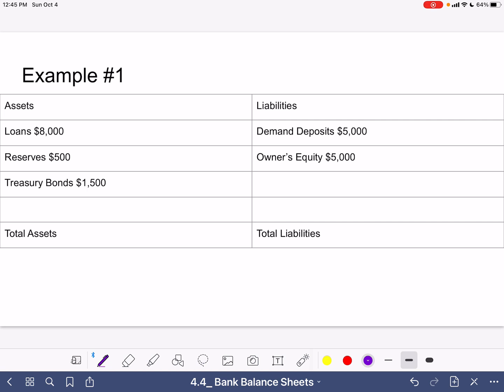So here's an example of a bank balance sheet. We have assets in one column and liabilities in the other, and it is called a balance sheet. So we need to make sure that the assets equal the liabilities. We're just going to figure out if both sides equal each other, and if they do, we're in great shape. So let's start with the liabilities first. 5,000 plus 5,000 is 10,000. So this bank has $10,000 worth of total liabilities. Now let's look at the assets. We have 8,500 and then 1,500. If we add those together, we also get $10,000. So our assets equal our liabilities. This bank is in great shape.